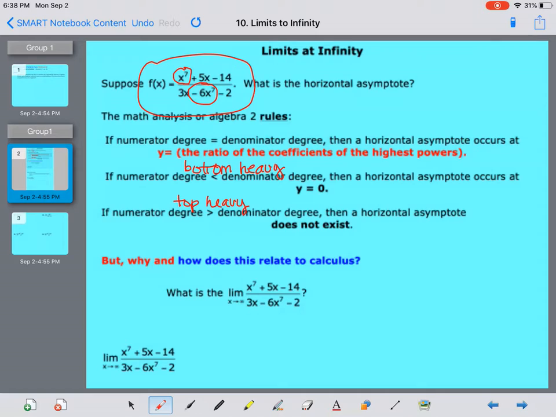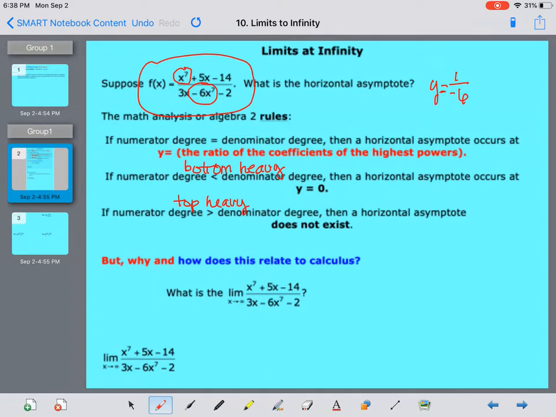We didn't have a horizontal asymptote, and what that meant was our end behavior was going to positive infinity or negative infinity, or it just did not exist. So the question is, why are the rules those rules, and how does it relate to calculus? Approaching infinity and negative infinity is the idea of a limit. If we look at the top one that I circled, we know that our horizontal asymptote happens to be at y equals positive 1 over negative 6, because our degrees were the same.